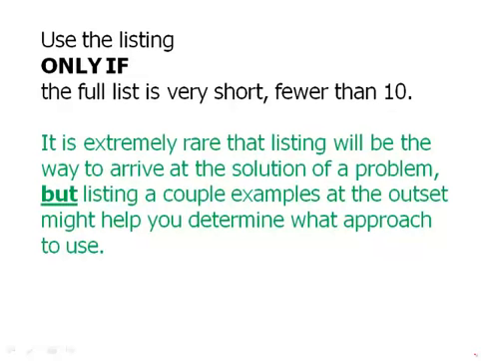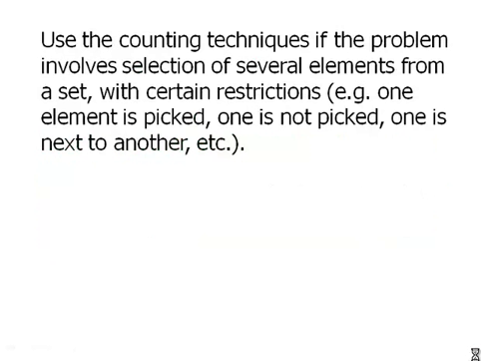But, this is a very important but, listing a couple examples at the outset might help you determine what approach to use. As you're trying to figure out how am I going to attack this problem, often it can be very helpful just to list a couple examples of some of the elements, some examples of things that are successes, some examples of things that are not successes, to give you an idea of how you're going to set things up. So again, listing is not necessarily a solution technique, but it may be something that helps you, as it were, crack the nut of the problem and start it.